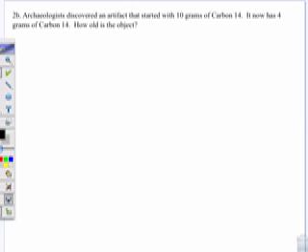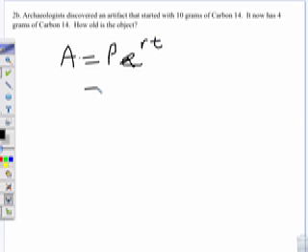Okay, so archaeologists discovered an artifact started with 10 grams of carbon-14, now it's 4 grams. How old is the object? Okay, so we're thinking of our A equals, because it's still carbon-14 dating, so it's continuously changing. Well, let's see. The 10 grams, is that how much we end with, start with, the R or the time? Start. Right, so we're going to put it in for the A-naught. We end with 4.